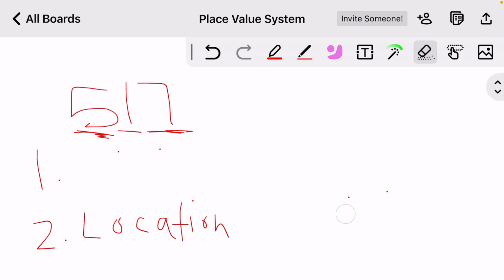So let's go back to 517. Look at this number 517, for example.